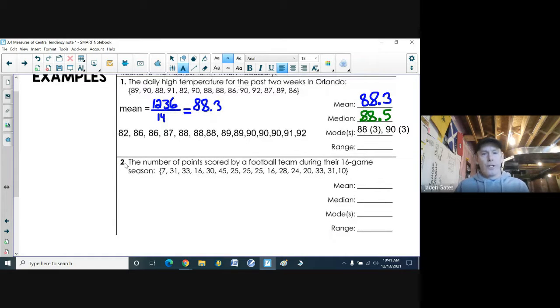Number 2, the number of points scored by a football team during their 16-game season. So I guess we got 16 values here. Those are the following points. All right. So again, my mean. I know I'm going to have 16 values. And now it's all adding them up. All right. A lot of calculator work for this stuff.